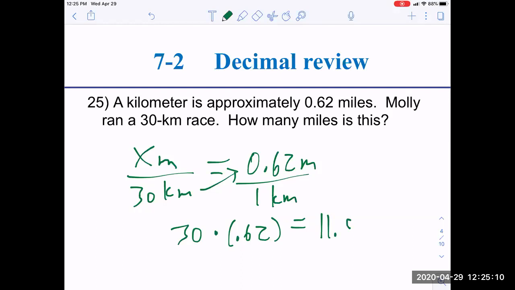Wait, that's not right. That's got to be 18. My calculator's off. Wow, my calculator won't hit a 0. There we go. 18.6.